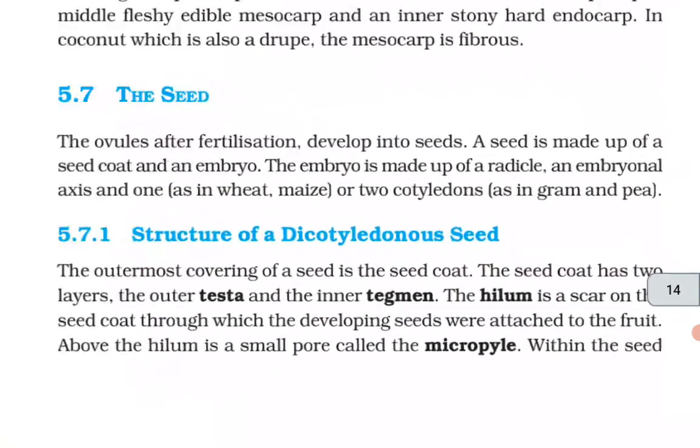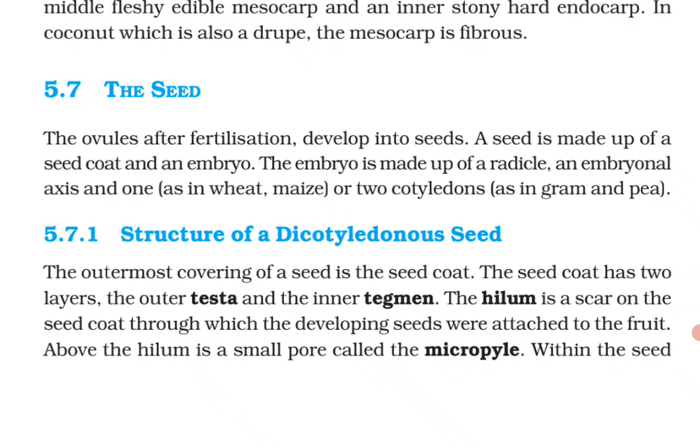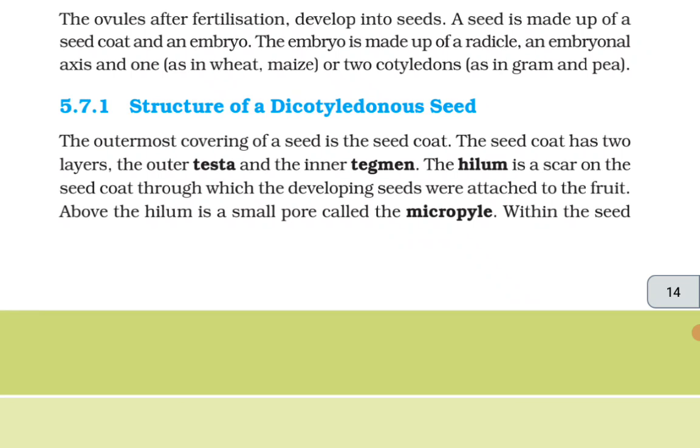Seed. The ovules after fertilization develop into seeds. A seed is made up of a seed coat and an embryo. Embryo is made up of radicle and embryonal axis and one cotyledon, as in wheat, maize, or two cotyledons, as in gram and pea. Structure of a dicotyledonous seed.